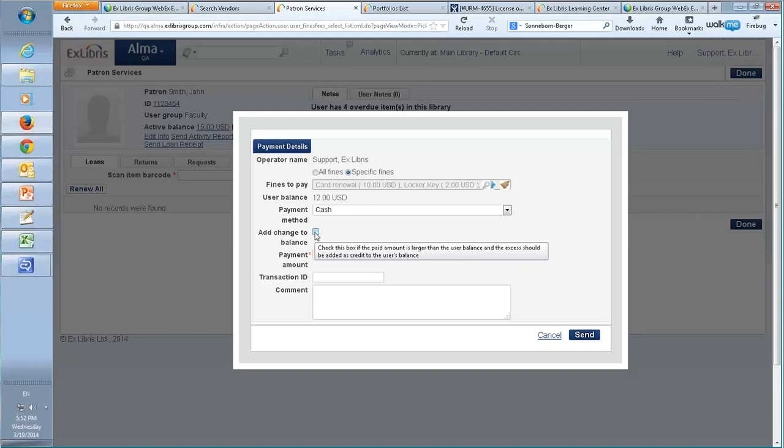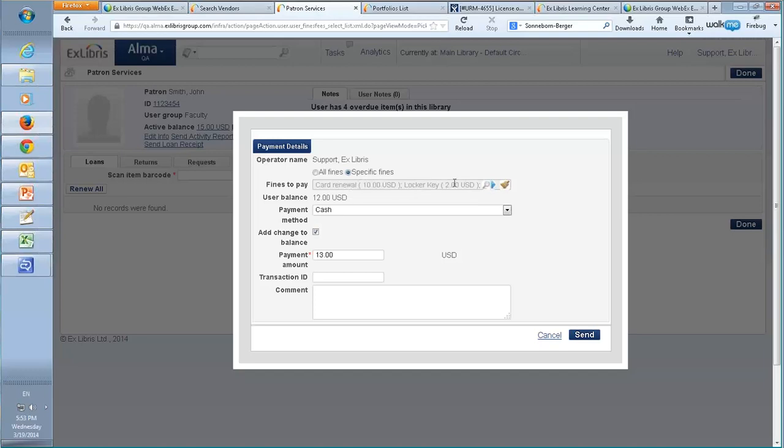This basically gives the patron credit in Alma if he pays more than the fine. So let's go ahead and mark that. Let's say he's going to pay $13, so we're going to expect him to have a credit of $1 because he's paying the $12 from the 2 fines we've selected, right?